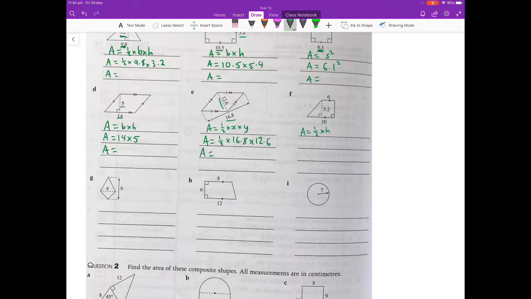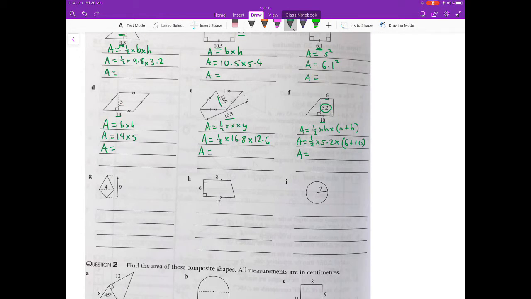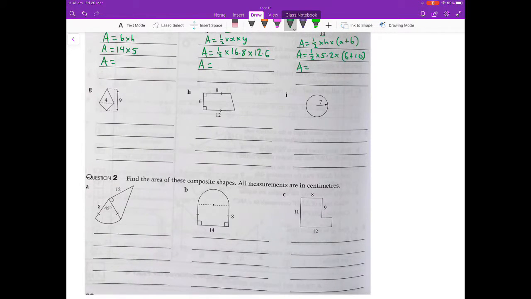Trapeziums, this is where it's a little bit more complicated. We've got a half times h and then a plus b in brackets. Don't forget, brackets are very important on your calculators. Your h is the height, that perpendicular height where those right angles are. In this one we've got 5.2. We are adding the other two numbers together. Now, if you don't trust yourself with your calculator, you can just add them and put the answer in there.